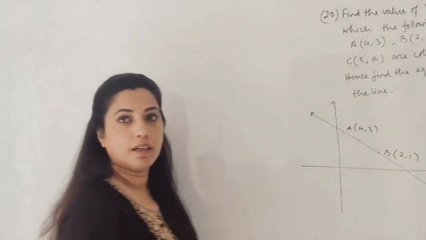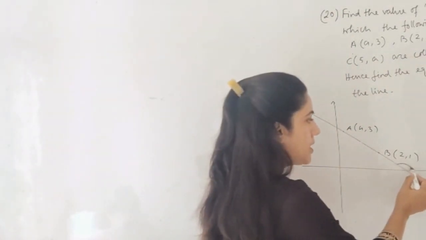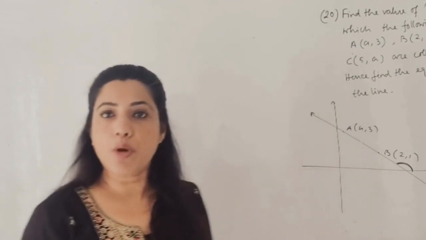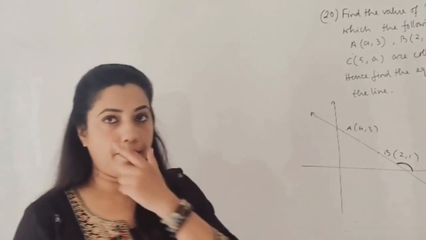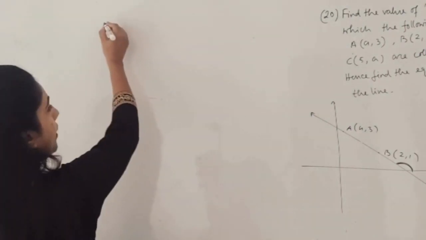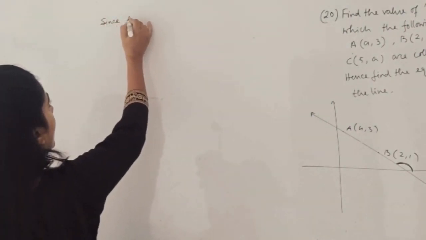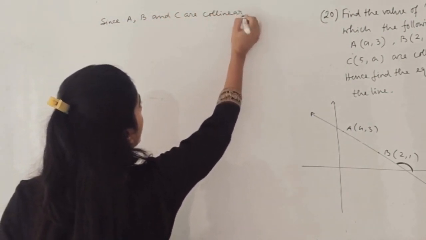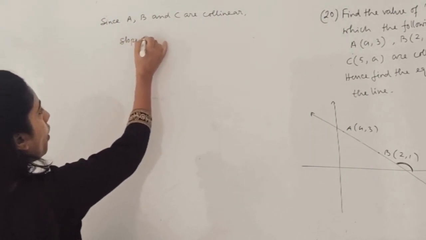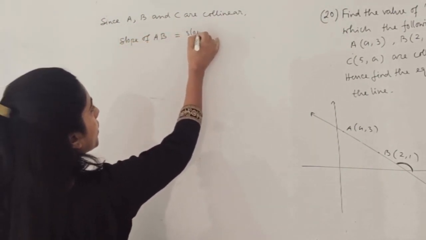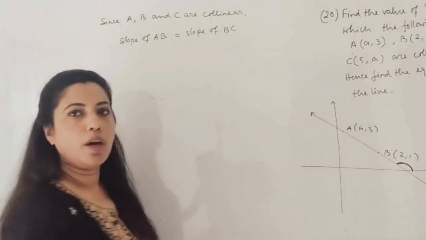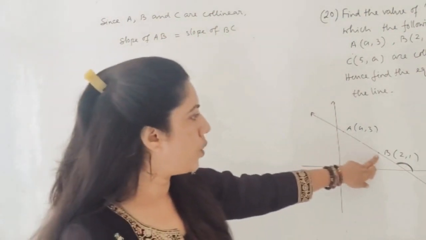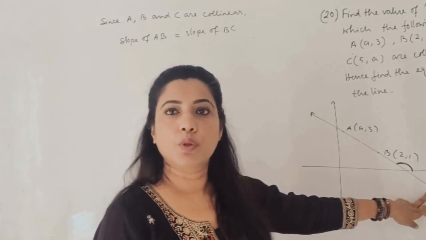If these are collinear, then they will be having the same slope. Because all these points have the same slope. Slope means the angle which the line is making towards the positive direction of the x-axis. So all these points will have the same slope. So I can write it here, since A, B and C are collinear, therefore slope of AB should be equal to slope of BC, or it should be equal to slope of CA as well. Both of the slopes are equal.